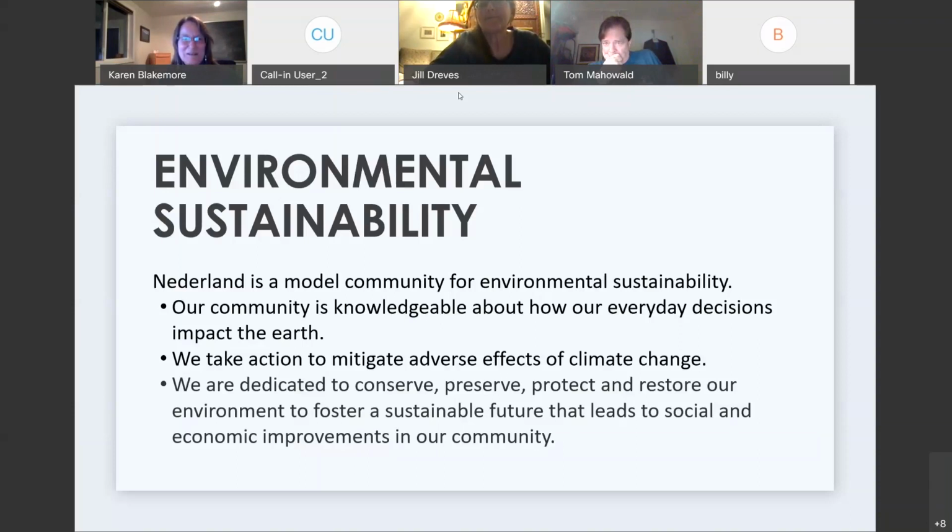Netherlands is a model community for environmental sustainability. Our community is knowledgeable about how our everyday decisions impact the earth. We take action to mitigate adverse effects of climate change. We are dedicated to conserve, preserve, protect, and restore our environment to foster a sustainable future that leads to social and economic improvements in our community.